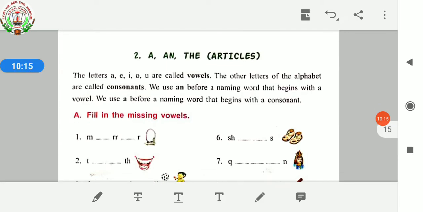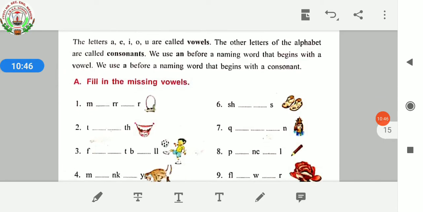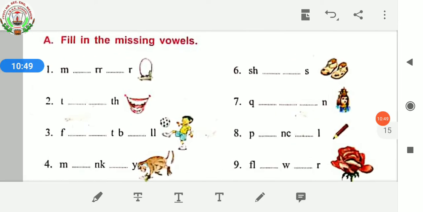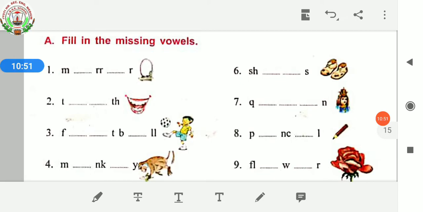Okay, so this is your grammar book. This is chapter number 2, articles a, an and the. What is written over here: the letters A, E, I, O, U are called vowels. The other letters of the alphabet are called consonants. We use an before a naming word that begins with a vowel. We use a before a naming word that begins with a consonant. Okay, so here's a question, filling the missing vowel. You have to look at the pictures very carefully and fill the missing places with vowels.